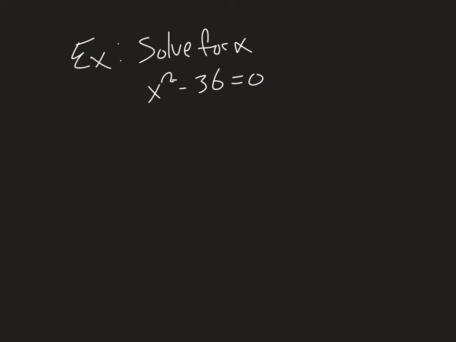So real quick, just to show you the use of the shortcut method, which is the second one we talked about, we can go ahead and jump right to this. I know that 36 is 6 squared, so I'm going to rewrite this as x minus 6 squared equals 0. I have a difference of two squares, so I just say, okay, one of them is positive and one of them is negative, using my shortcut.